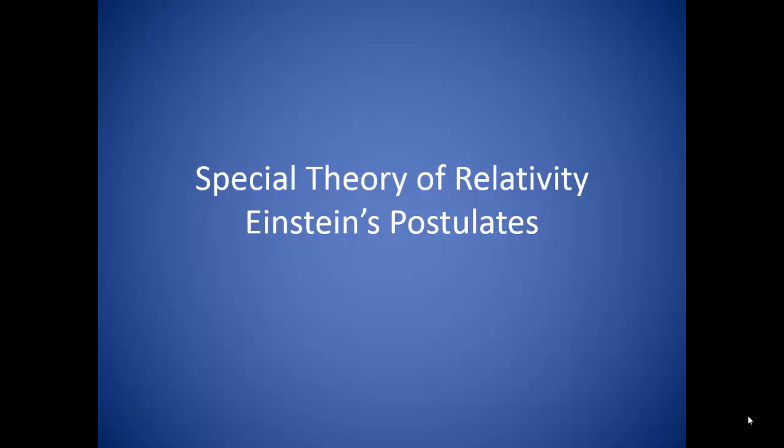Relativity is divided into two parts. Special relativity covers observers who are moving at a constant velocity, while general relativity deals with observers who are accelerating.